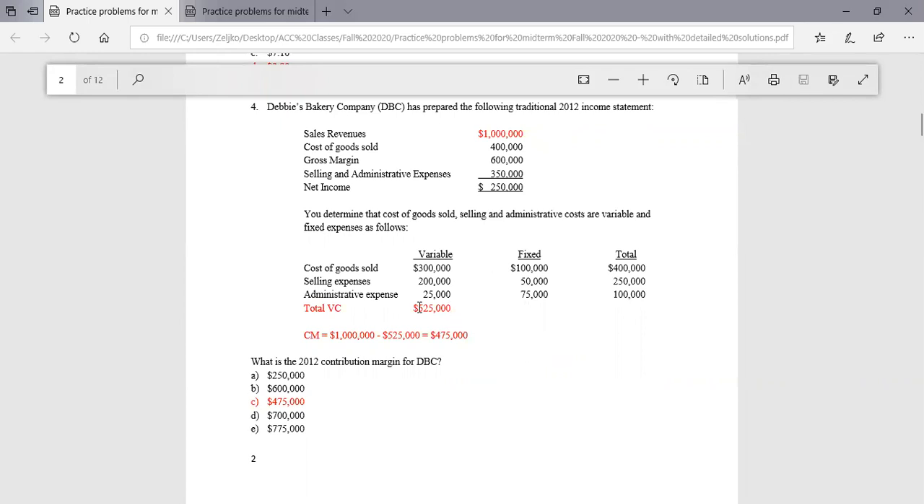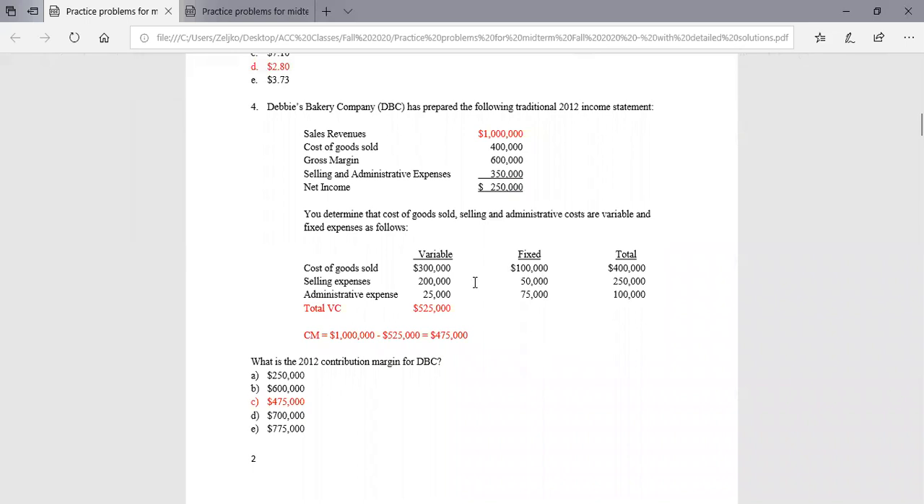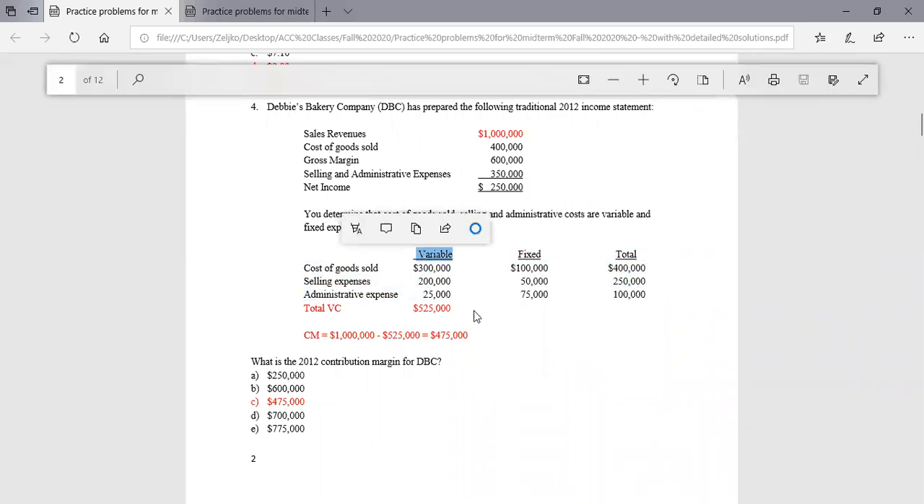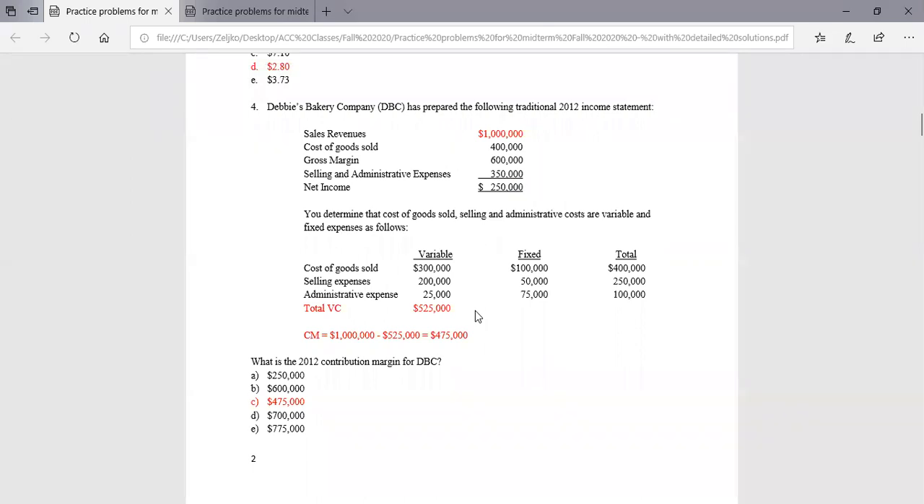So variable expenses add up to 525, so you get your contribution margin of 475. Again, this would be like a free problem. Everything is given to you here. You're told what variable expenses are, basically. So there's really nothing. This would be like a 15-second problem.